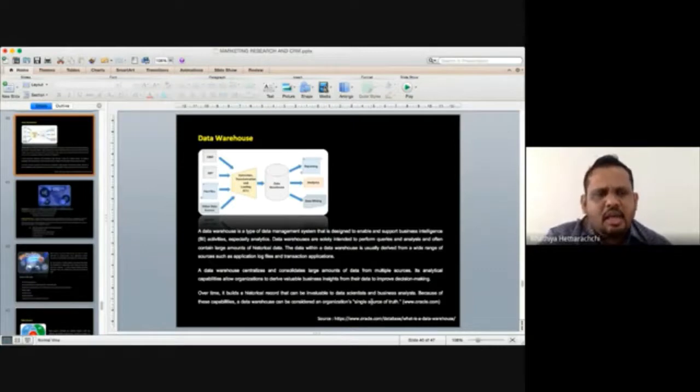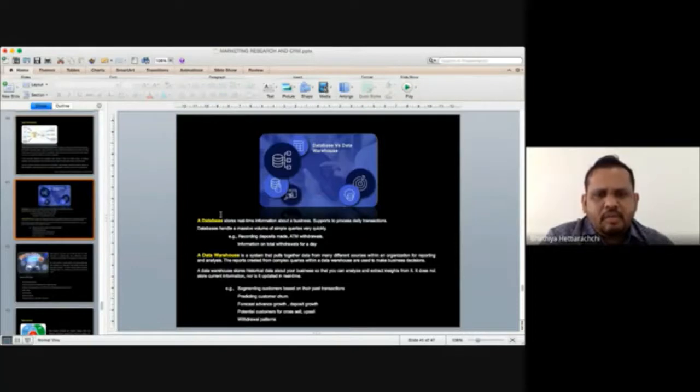So this I have extracted from the oracle.com, right? And then if you ask what is the difference between a simple database that is used and a data warehouse, so if you look at a simple database, it is storing real-time information about a business, right? And it is supporting actually daily transactions and the routine requirements, right? And it has massive volume of data and very simple queries. Simple queries are put to the database.